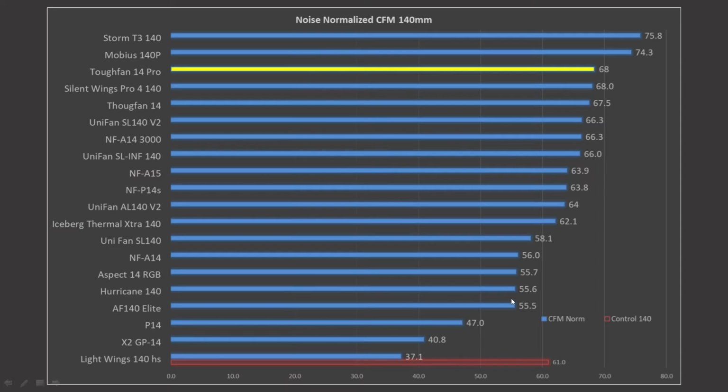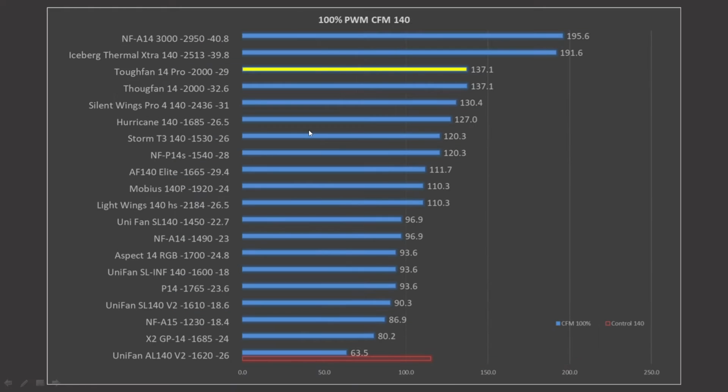So there's that. And when we compare noise normalized results, the Toughfan14 Pro is right at the top, but this time it's in third position, and it's a little bit far away from the two top performers, the Storm T3 and the Mobius 140p, while being functionally equivalent to the Silentwings 4 Pro 140, with the Toughfan14 original being slightly behind.